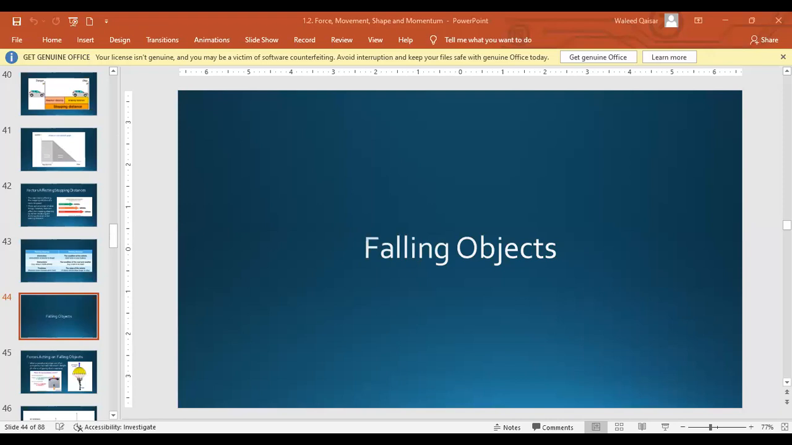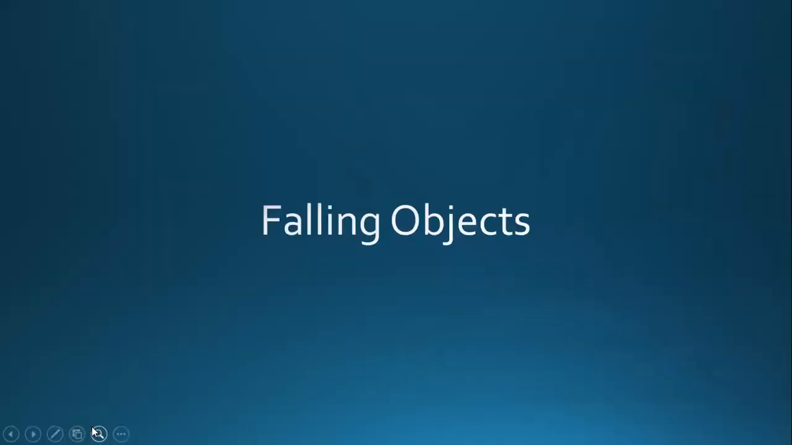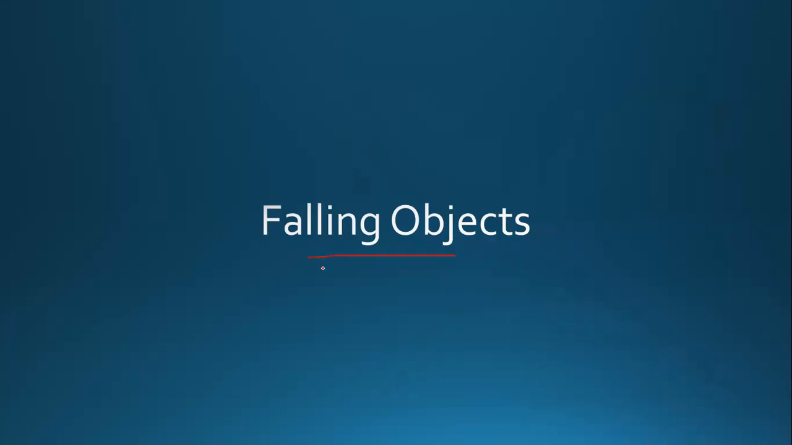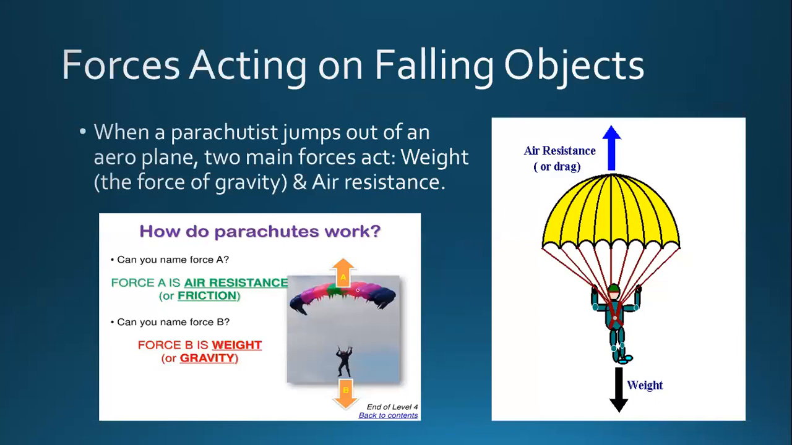Okay, so the next part of this force, movement, shape, and momentum would be our falling objects. The falling objects के बारे में we will be talking about their motion, their speed, velocity, acceleration, and the effect of all resultant forces on the falling objects as well. Forces acting on falling object.